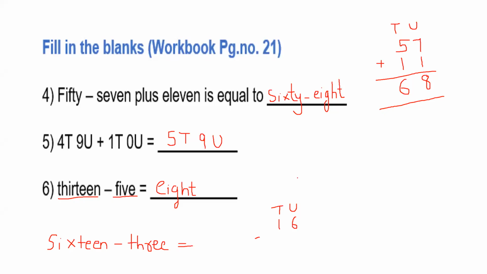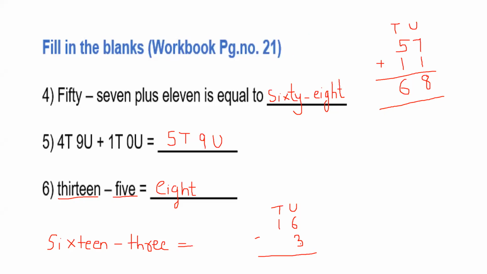Why are you writing 3 in the units place? Why? I will ask you why also. There is some reason, na? Because 3 is a single digit number. Single digit number means units only. Understood? So 16 minus 3.